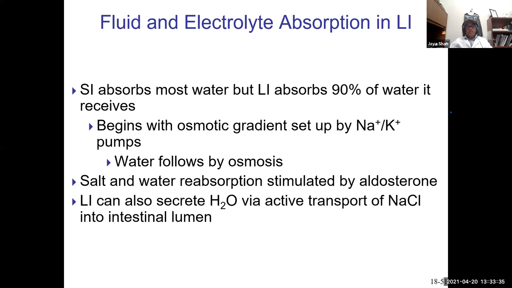The large intestine can also secrete water via active transport of sodium chloride into the intestinal lumen. So if you are a less water drinker, then still you need to pass soft stool. You cannot pass pellets. And to make softer stool, your intestine in that case reverses. They bring water from your blood and put it into your stool and make you thirsty so you drink and make your stool soft.